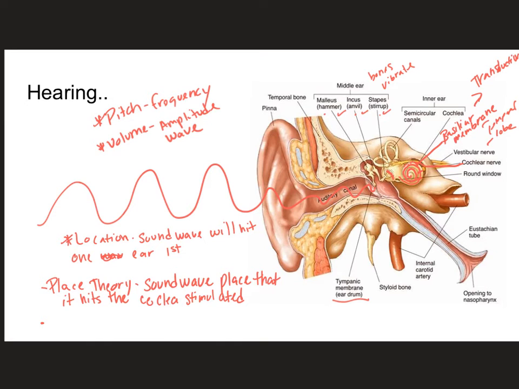The other idea is the frequency theory. What frequency theory says is the speed of the vibrations is what allows us to hear different sounds. So if things vibrate very fast versus very slow inside of our inner and middle ear, that is how we hear.